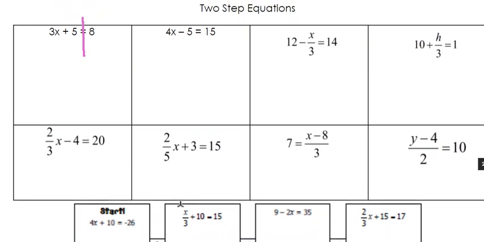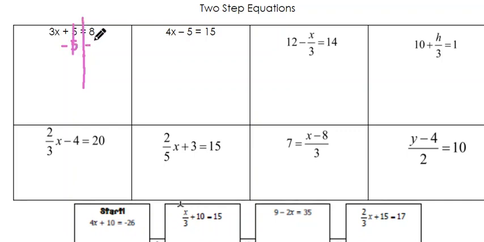So this first example here, I have 3x plus 5 equals 8. So I want to once again draw a line on my equal sign. I want to get x by itself. So if you think back to our notes that we just took, we want to do add or subtract first. So that means I want to get rid of this thing that's not with the x first. So I see this is a plus 5. So to get rid of that, I need to do a minus 5.